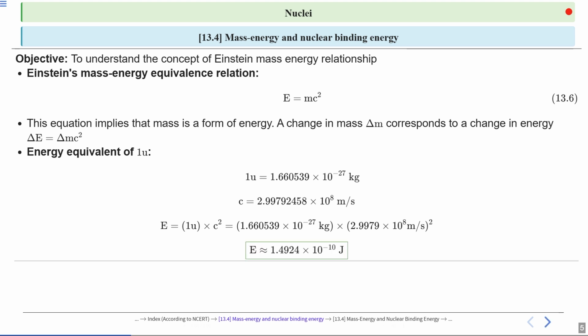After doing the math, we find that E is approximately 1.4924 times 10 to the power minus 10 joules. This shows us that even a tiny mass like one atomic mass unit corresponds to a significant amount of energy. This principle is the basis for the enormous energy released in nuclear reactions, such as those in the sun or in nuclear power plants.